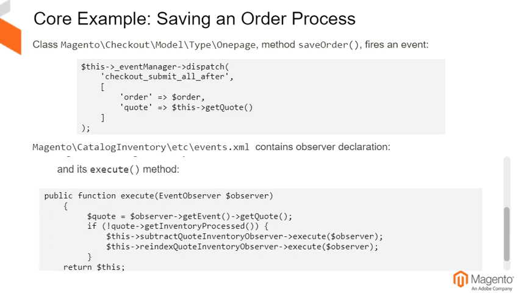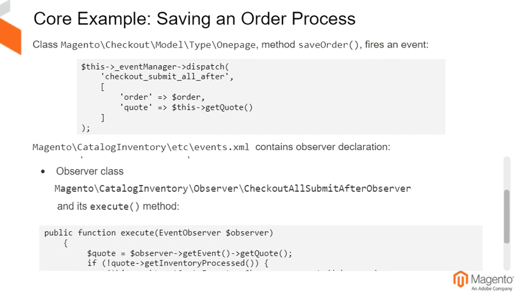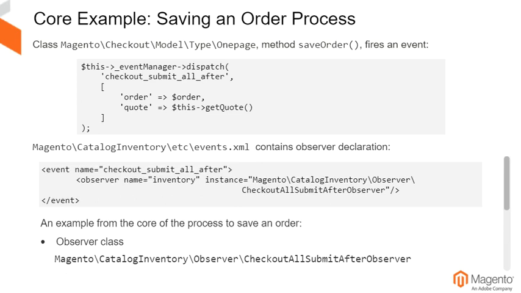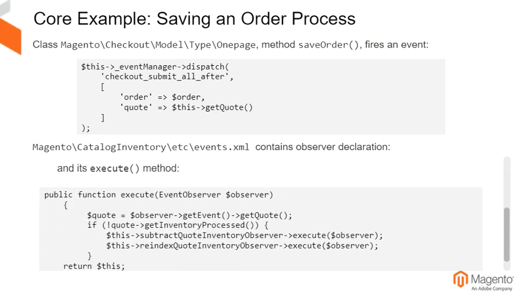And finally, an observer instance. It must implement the execute event observer method. The observer object has an event object available through observer get event, which contains the event's parameters, quote and order in our example.